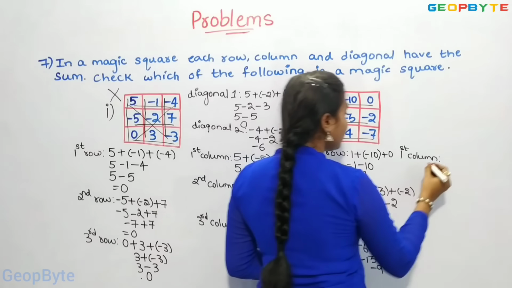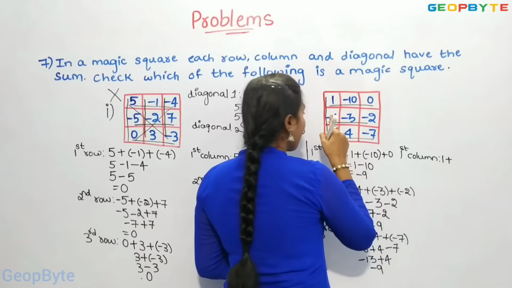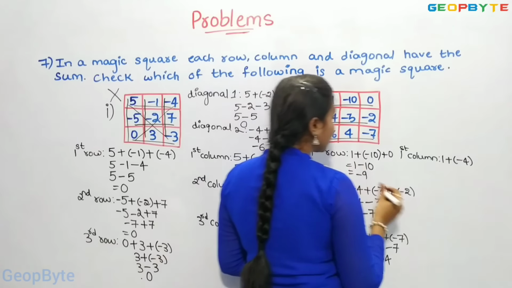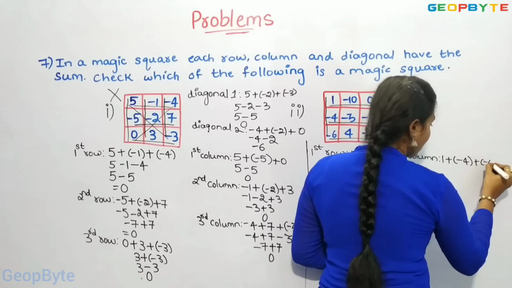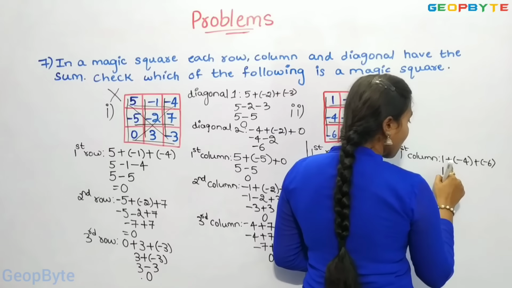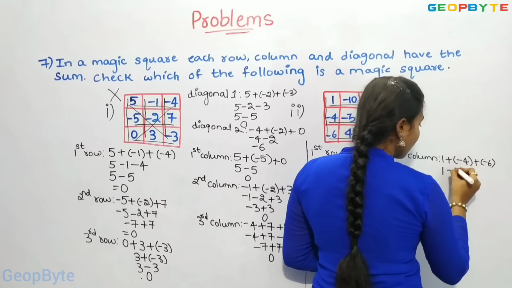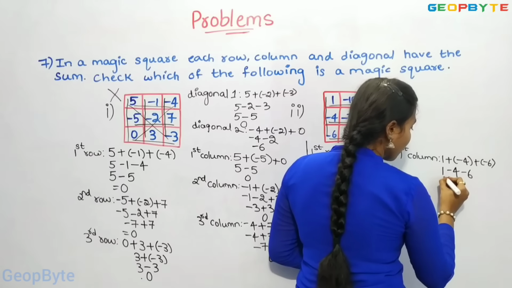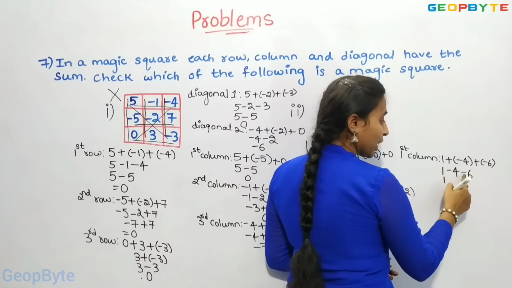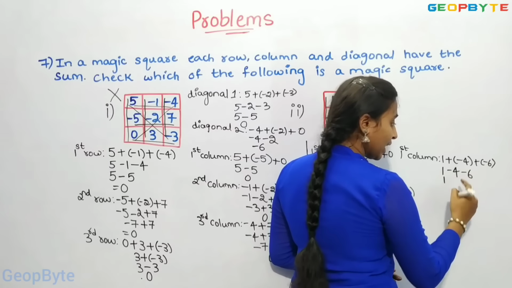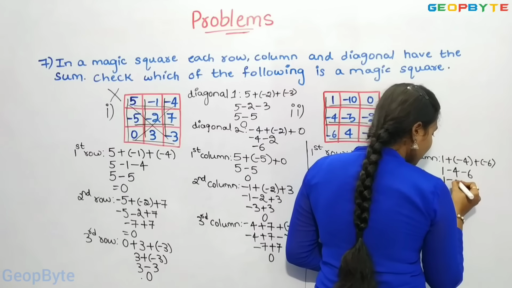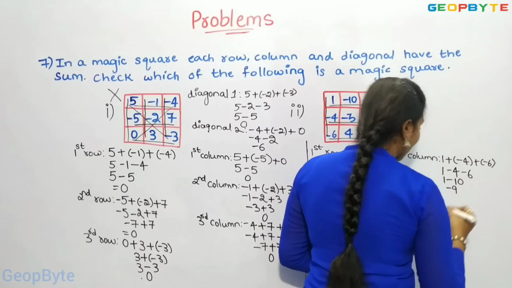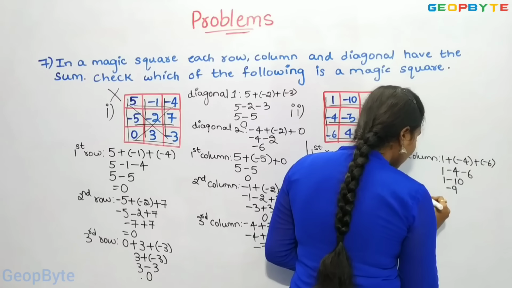Now we have 1 plus minus 4 plus minus 6. 1 plus into minus minus 4 plus into minus minus 6. 1 minus into minus plus 4 plus 6 10. Symbol remains minus 10. 1 minus 10 is minus 9. Now let us see the second column.